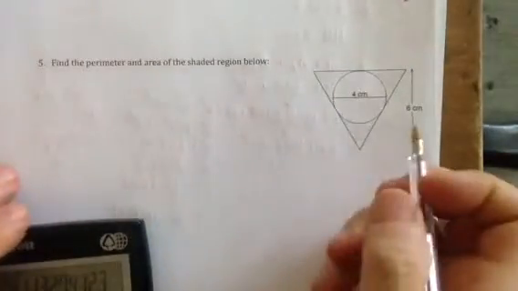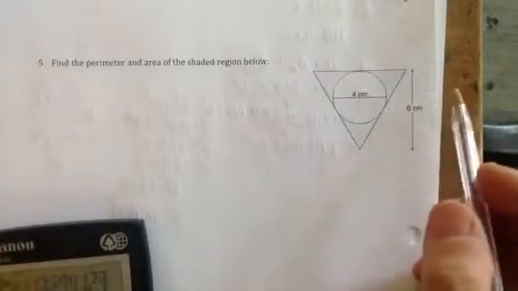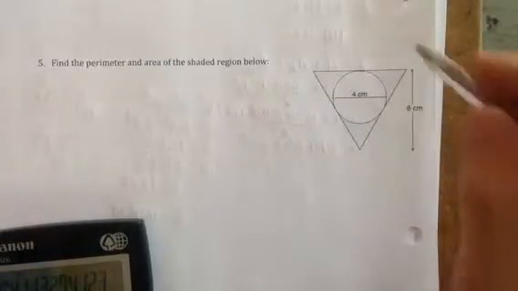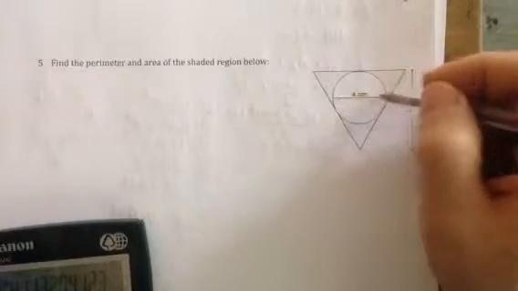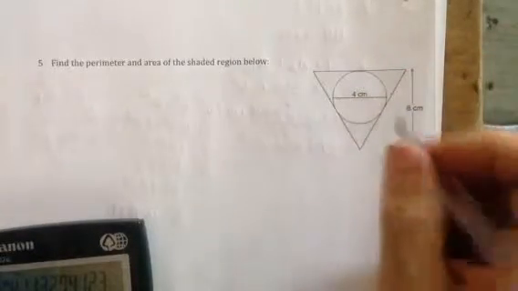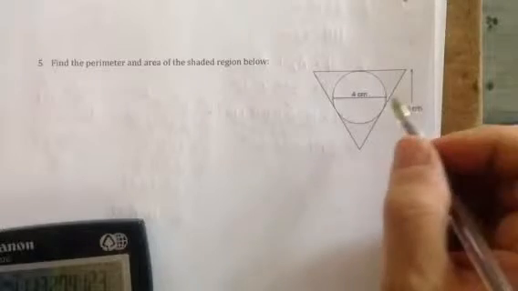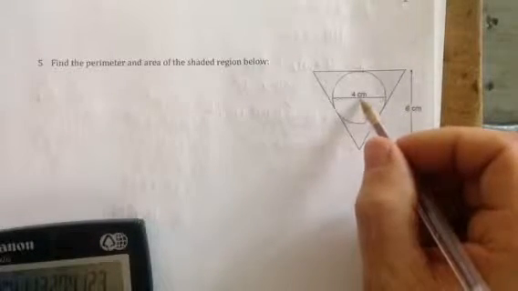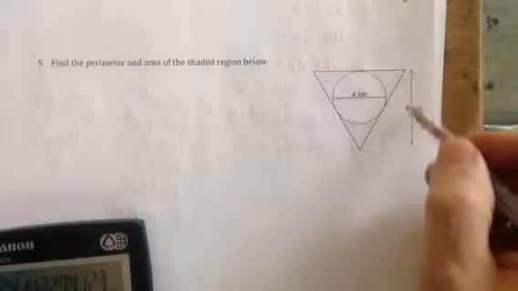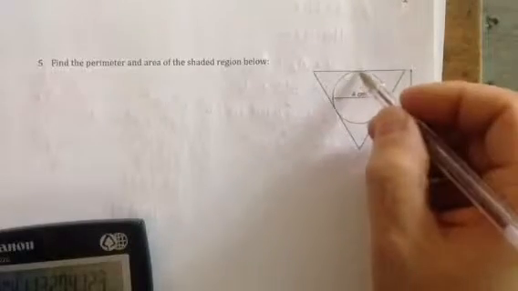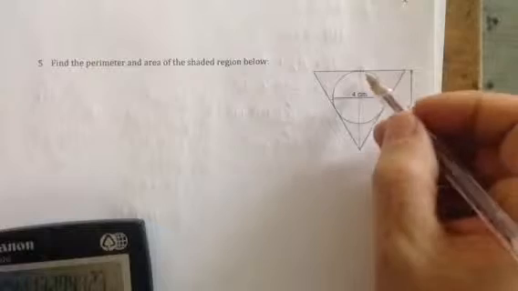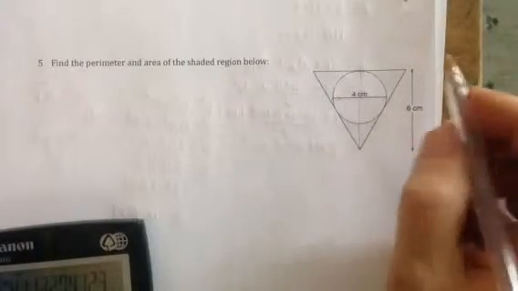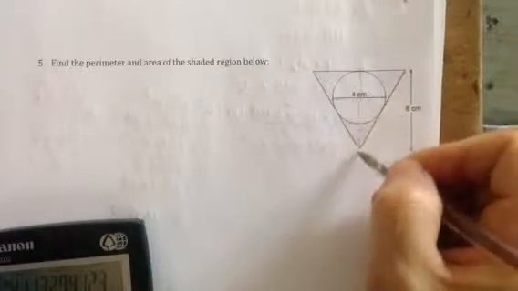Question number 5. Find the perimeter and area of the shaded region below. So the perimeter, well, that's going to be a little bit of a challenge. We know that the diameter of the circle is 4. That doesn't tell me much about the triangle. Now we know that the height is 8, and we know that this is an equilateral triangle. So what's our side length?